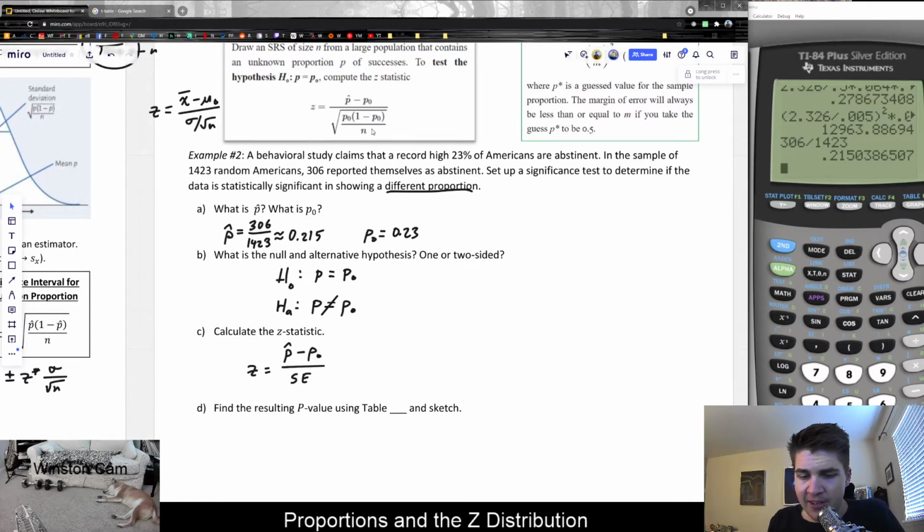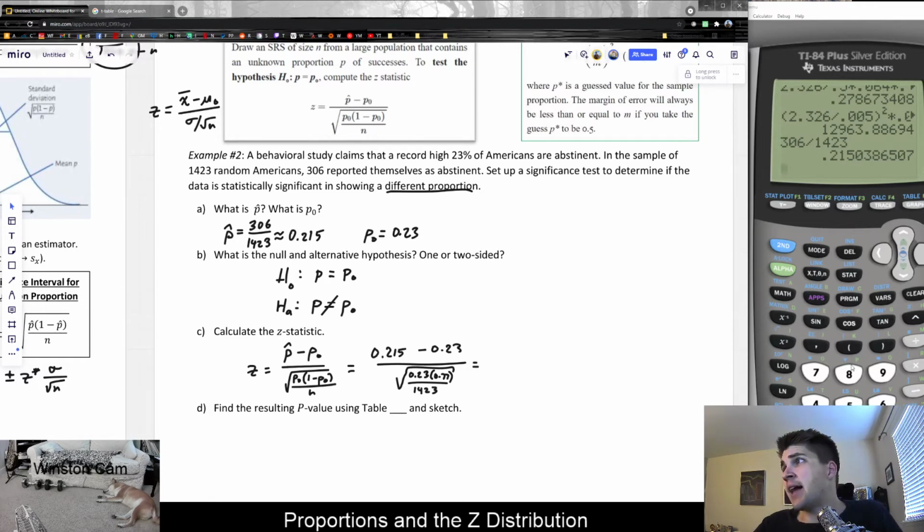So actually, let me erase standard error because that's not quite right. I'll just write it as divided by the square root of p naught times 1 minus p naught, divided by n. And now let's plug in everything. So we have 0.215 minus 0.23. Just like before, it's the difference between the claim and our data. And we need to divide by the standard deviation, which would be 0.23 times 0.77, which is just 1 minus 0.23, divided by the sample size, which is 1,423.